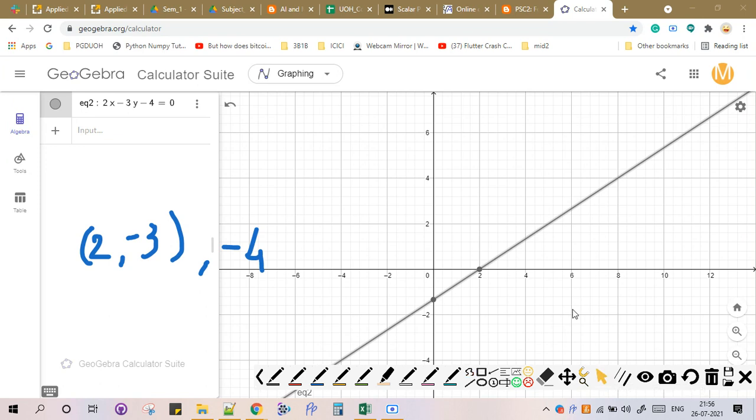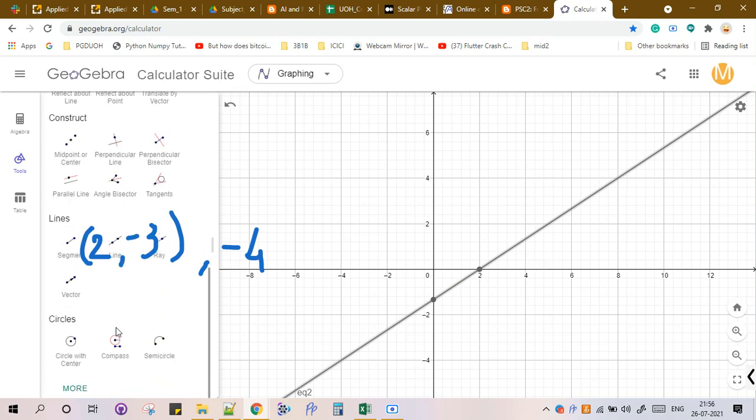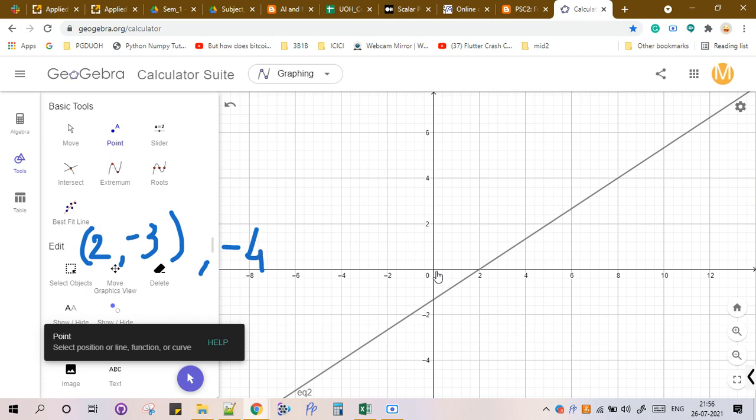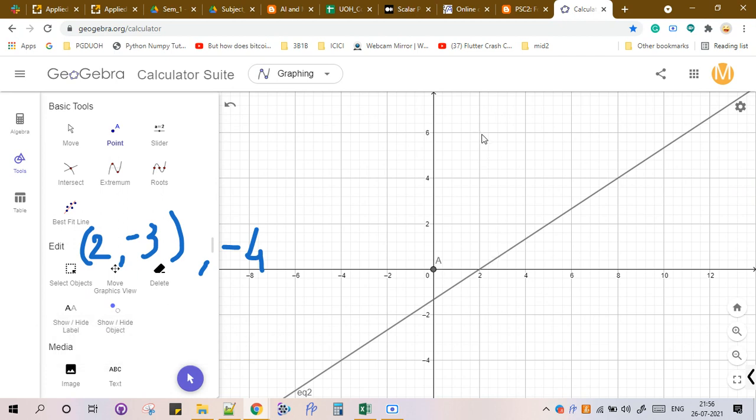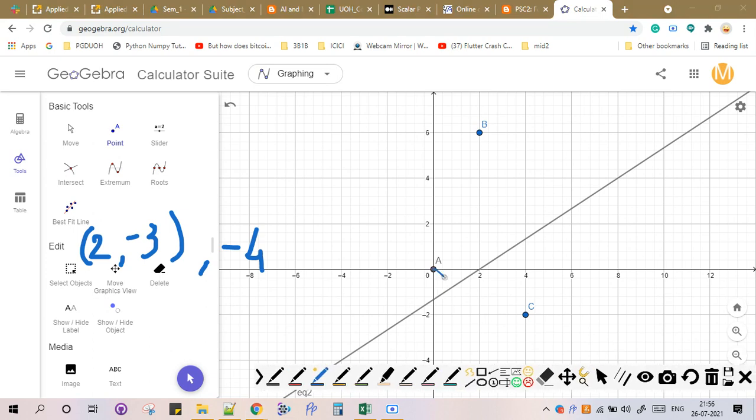Now let's take points and try to calculate the distance, correct? Let's take some random points: one point at the origin, one point here, and one point, let's say, here. Now if you observe, w is here, (2, minus 3), so (2, minus 3) would be here. So this is w, right?